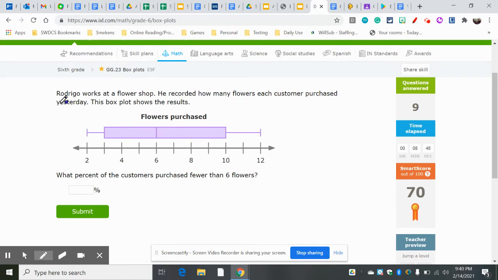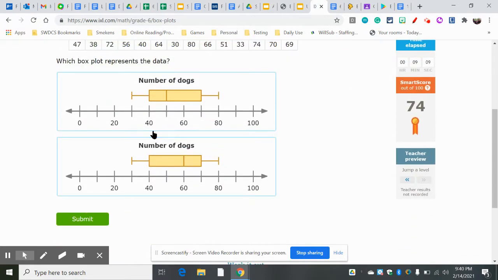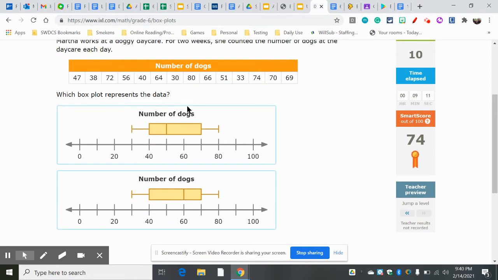So he works at this flower shop. He recorded what percentage has fewer than 6, less than 6. And on the paper that we did on Friday, we talked about each section is 25%. So that would be 50% because this section is 25%. This section is 25%. It's 50%. Okay. The box plot represents which data.